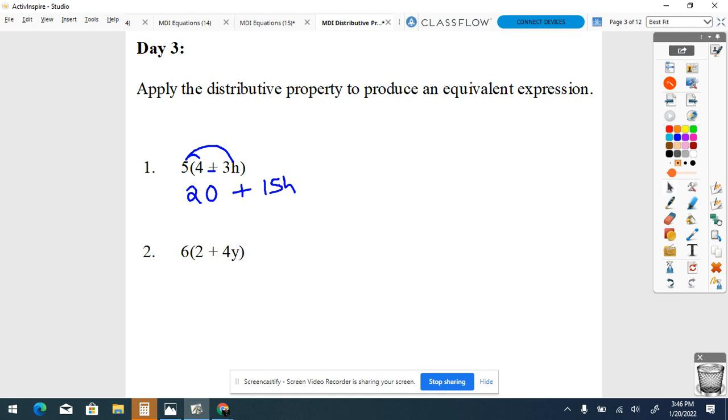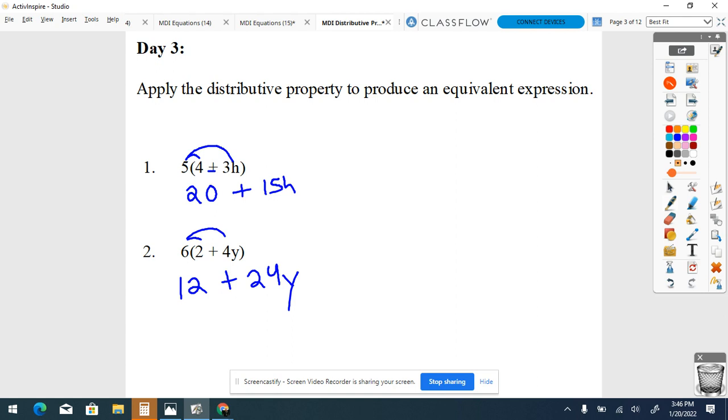All right, go ahead. Answer number 2. All right, so remember, draw your arrows. 6 goes to the 2, and remember arrows mean multiply, so 6 times 2 is 12. Then 6 goes to the 4, so 6 times 4 is 24. The y stays attached. And then look at the sign in the middle. I have a plus sign, so 12 plus 24y.